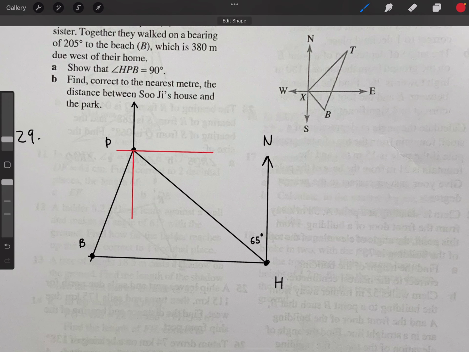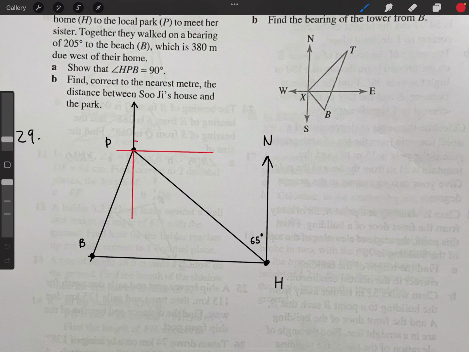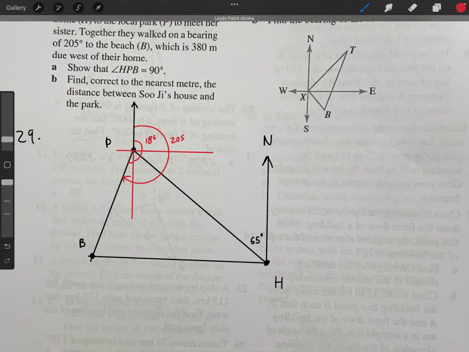Now we know that it's 205. From north all the way down here will be 180. Now what's this angle here? Because we know that altogether the bearing is going to be 205 degrees. So what's that missing angle there? 205 take away 180 is how much?